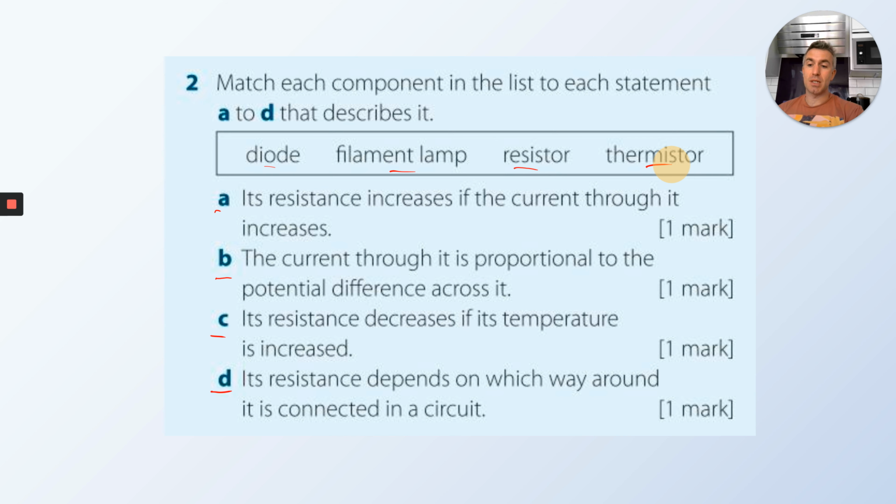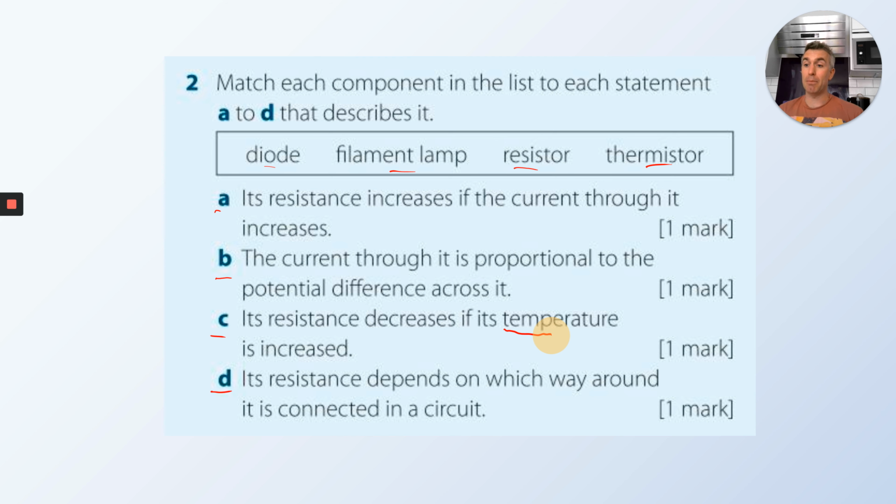The current through this is proportional to the potential difference across it. That sounds like a law. Did we have a law at any point? Its resistance decreases if its temperature is increased. This one's talking about temperature. Which one has a temperature-related resistor? Its resistance depends on which way round it is connected in the circuit. Again, this one's looking at those graphs.